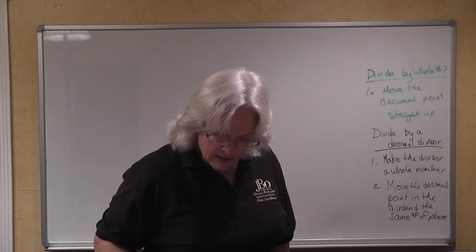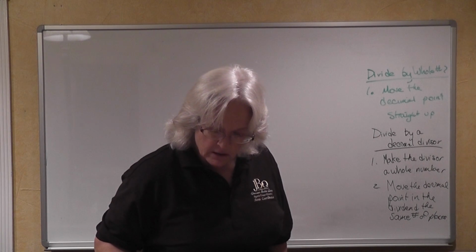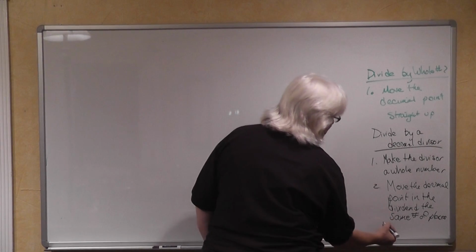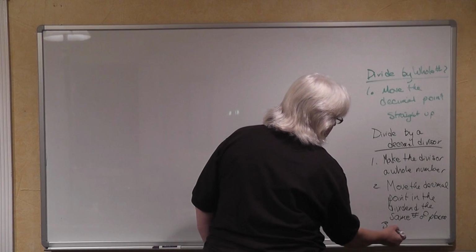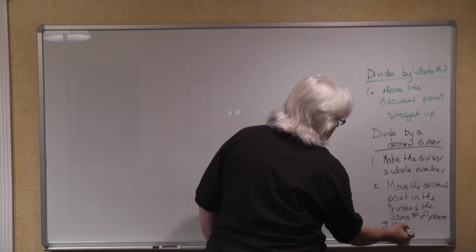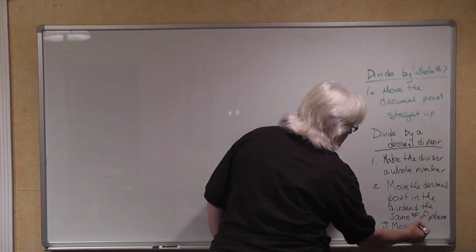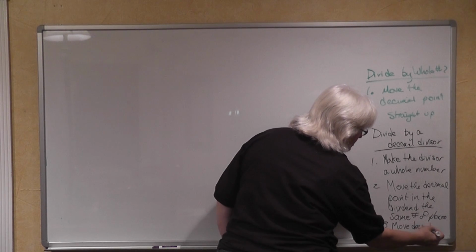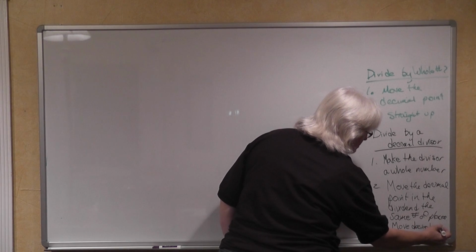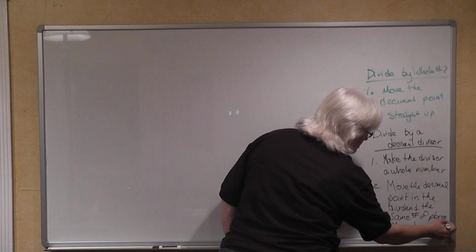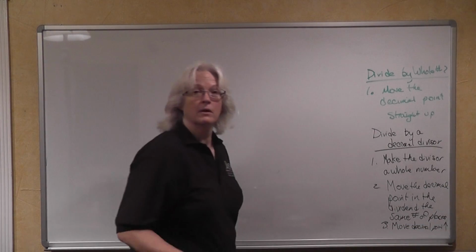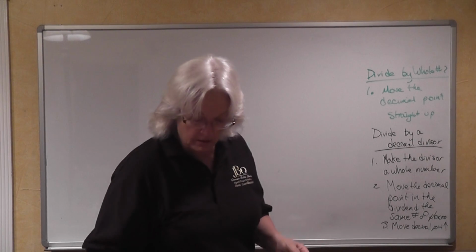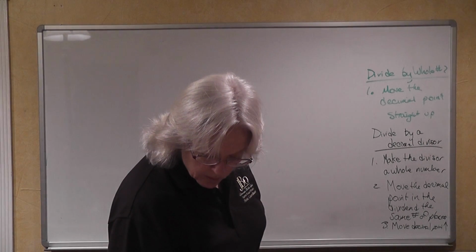Now you place the decimal point in the quotient and divide as with whole numbers. Move the decimal point straight up. What does this mean in actual practice? It's not hard at all. Let's see what their example is.